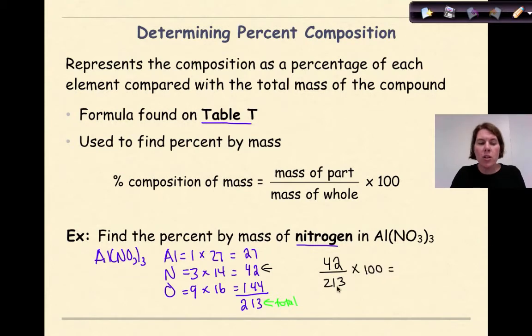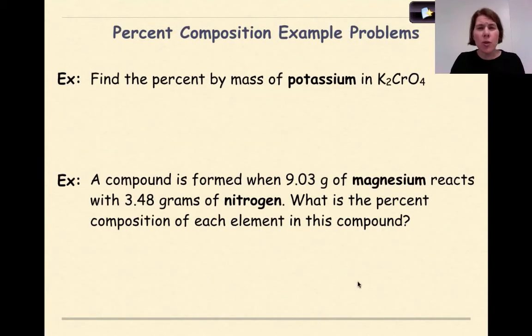42 divided by 213 times 100 gives me 19.7%. No specific reference is made here to number of significant figures. So in these situations, if they don't say, please give your answer to a certain number of significant figures, I go to 3 significant figures. That's typically my rule of thumb. Let's look at 2 more examples.